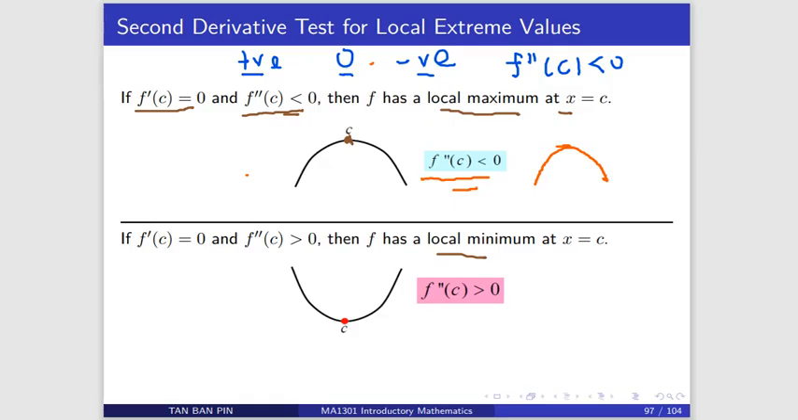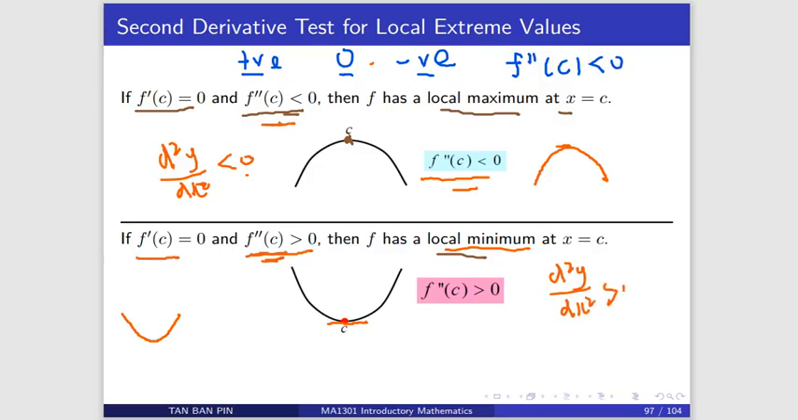Then for the same reason, if f prime C is 0 and f double prime C is positive, you know that it's curving up, so it must be a minimum point. If f double prime C is negative, then it must give you a maximum point. So we call this the second derivative test for local extreme values. If you need to show a point is a maximum point, you show that f double prime C is negative, or d2y/dx squared is less than 0. Then to show a minimum, you show f double prime C is positive, or d2y/dx squared is positive.